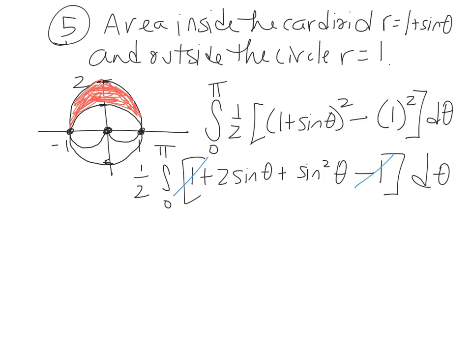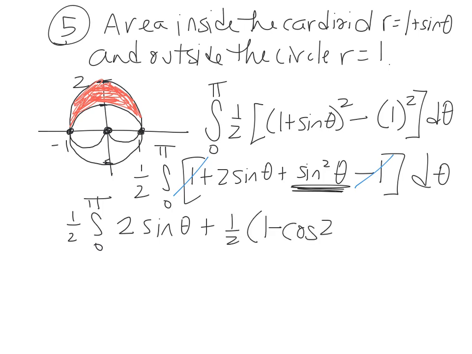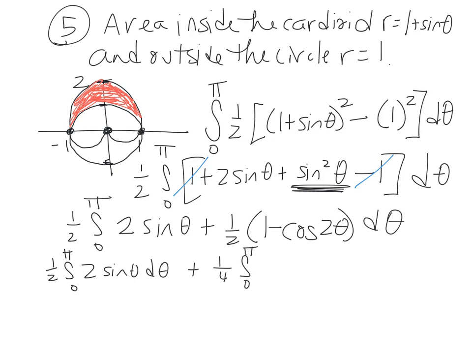So now I'm going to use the power reducing formula. So I'm going to have 2 sine theta plus sine squared theta is replaced with 1/2 times 1 minus the cosine of 2 theta d theta. I'm going to split this into two separate integrals so I can take care of that 1/2 a little easier. So it's going to be 1/2 times the integral from 0 to pi of 2 sine theta d theta plus 1/4 times the integral from 0 to pi of 1 minus cosine 2 theta d theta.